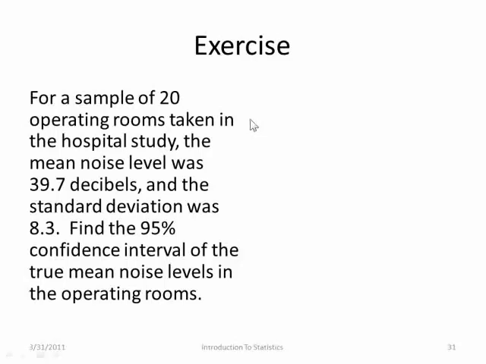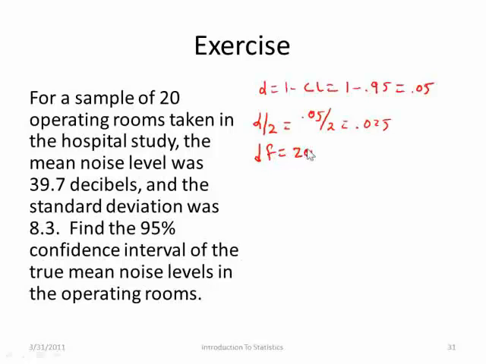So for this one, again, we have to do our alpha is equal to 1 minus the confidence level, which is 1 minus 0.95, which is equal to 0.05. And alpha over 2 is 0.05 over 2, which is 0.025. Our degrees of freedom is 20 minus 1, which is equal to 19. So the t-score, I came up with 2.093.